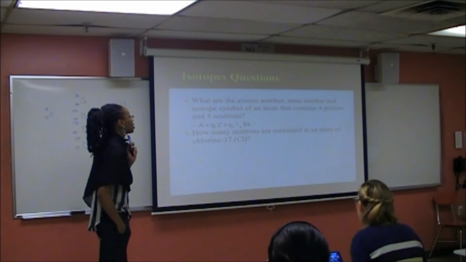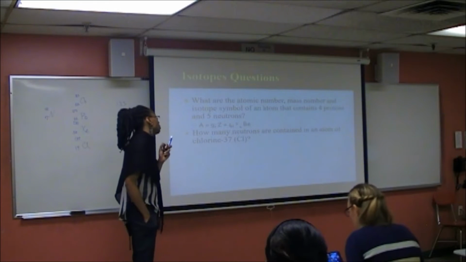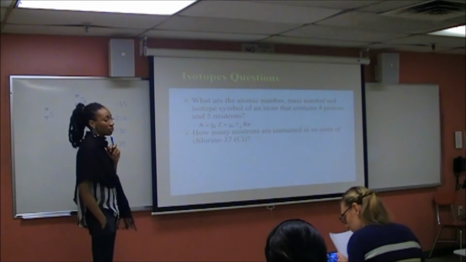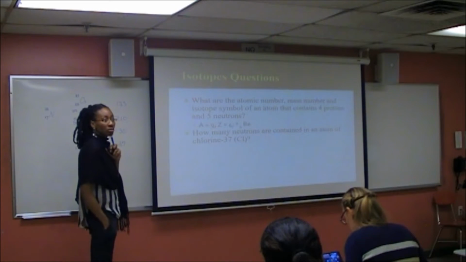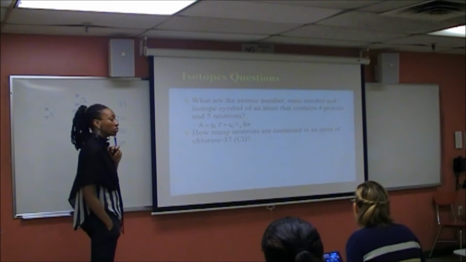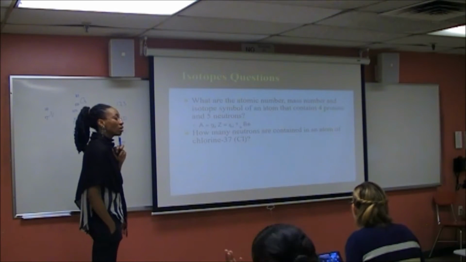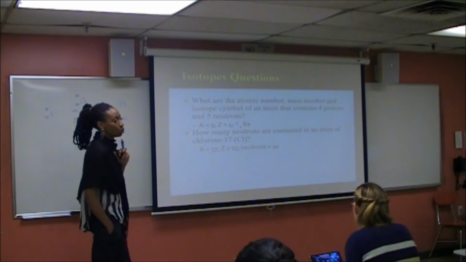How many neutrons are contained in an atom of chlorine-37? 20. Yeah, 20. Are we in consensus on that? Yes. So I got 20.